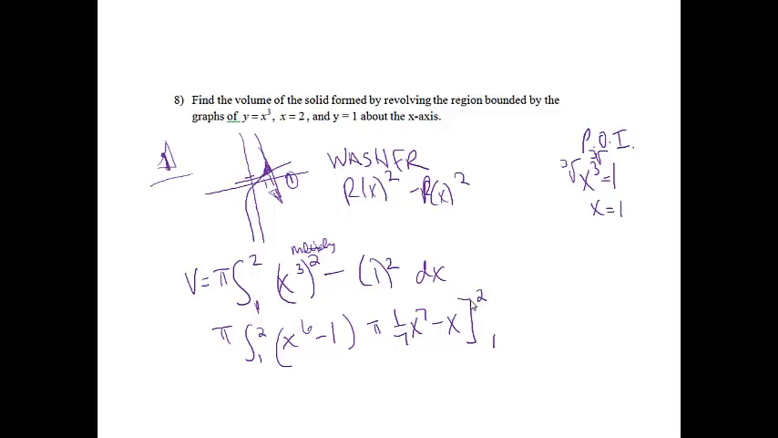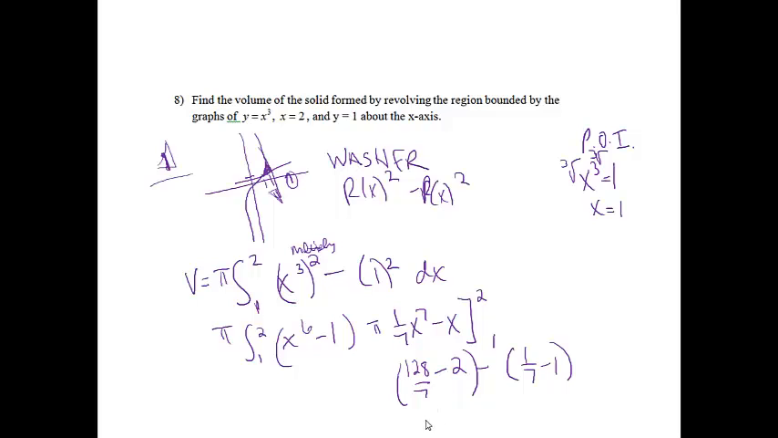When I do that, if I plug 2 in, 2 to the 7th power, you could just think 2 times 2 is 4, times 2 is 8, times 2 is 16, times 2 is 32, times 2 is 64, one more times 2 is 128. So this is going to be 128 sevenths minus 2. And then minus, if I plug 1 in, I'll get 1/7 minus 1.